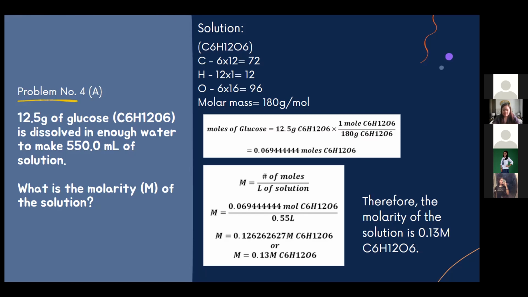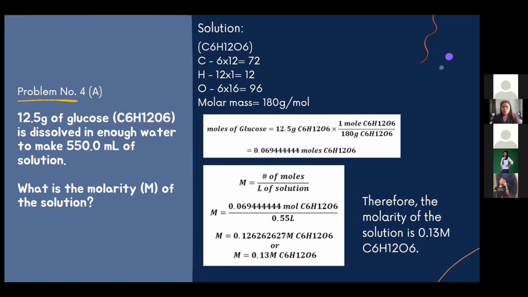Now, we can actually use this to prepare a glucose solution. In this problem, you have 12.5 grams of glucose dissolved in 550 ml of solution. Our formula for molarity is always as you can see on the screen. Molarity is equal to number of moles divided by liters of solution. However, if you look at the problem, the moles is not given. The liters of solution is given, but it is in ml. So before you can proceed with the computation, you have to convert 550 ml to liters.